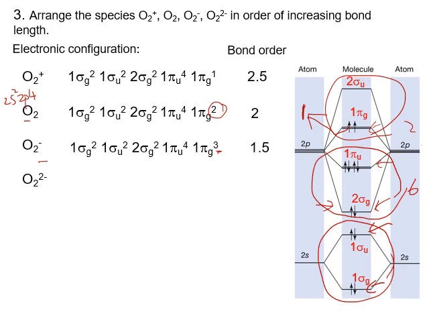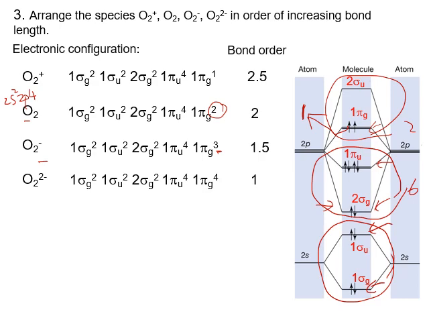For O2 2 minus, you get actually one more electron, so that's 1 pi g 4. 4 electrons in the anti-bonding, 6 electrons in the bonding. 6 minus 4 is 2. 2 divided by 2 is 1. So the bond order is 1.